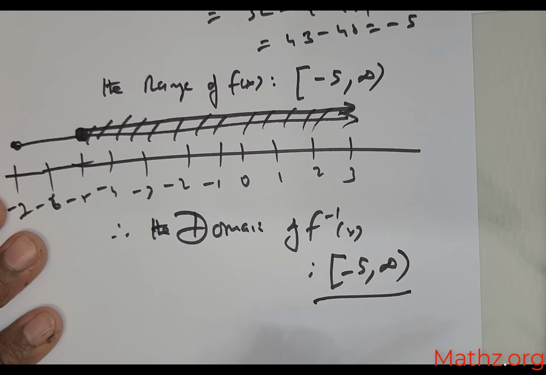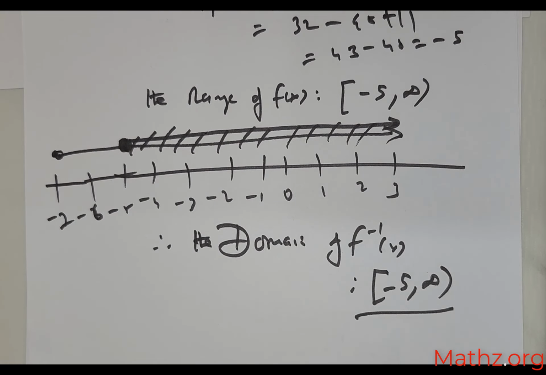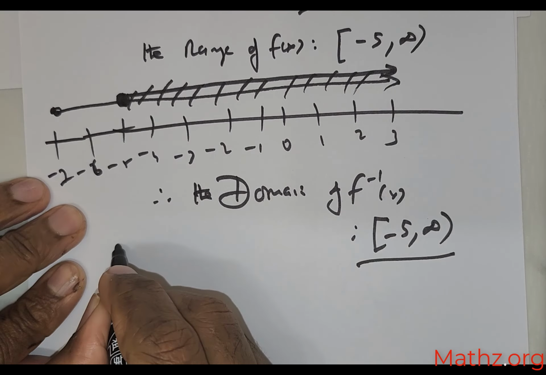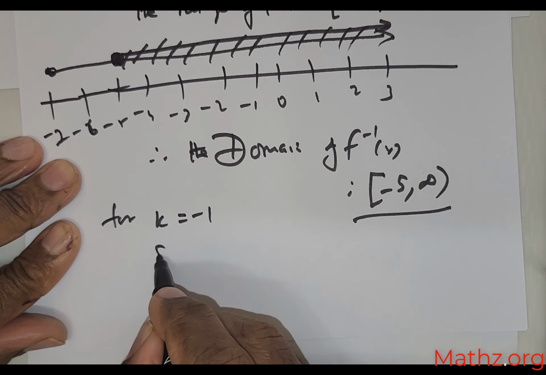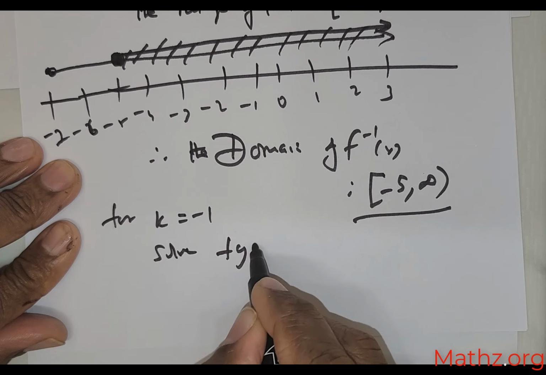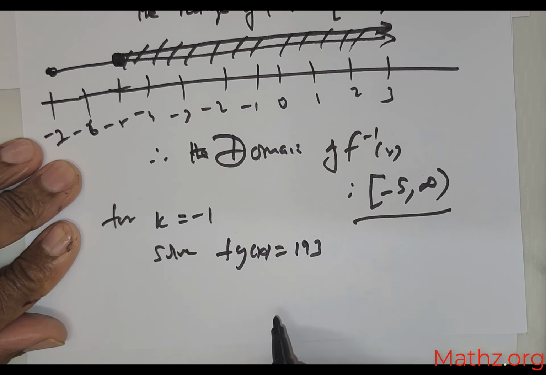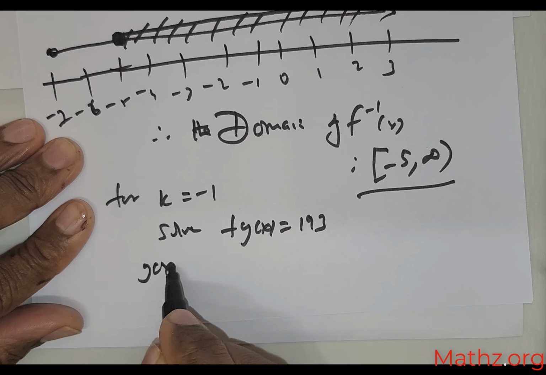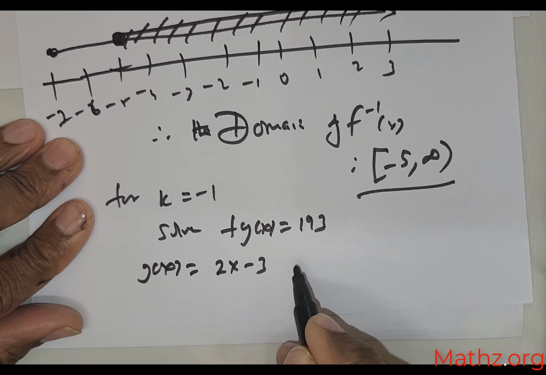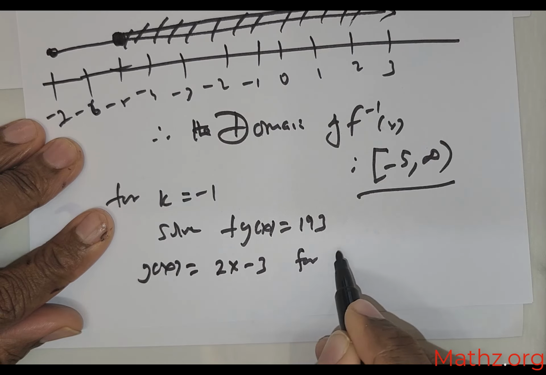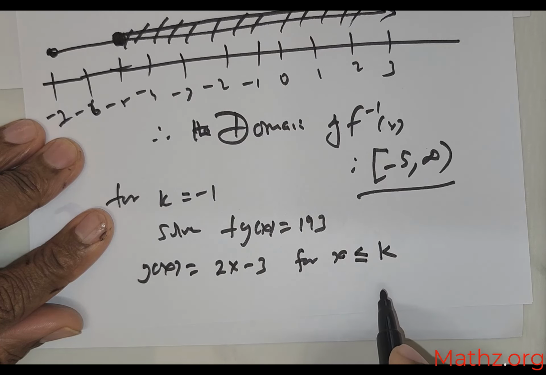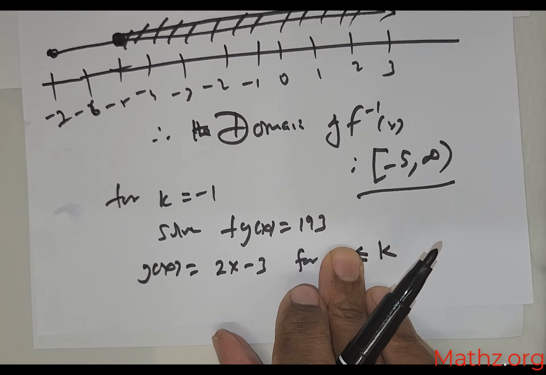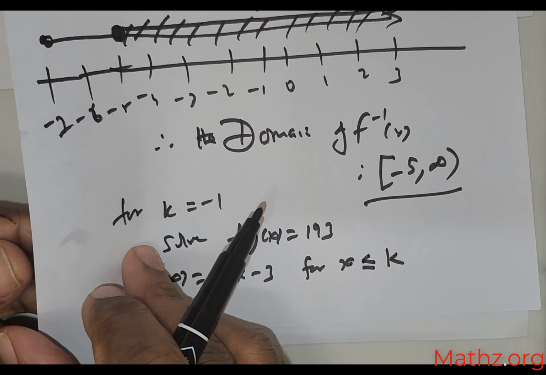Now this is a very important step in this question. Now we have to move to the next part, the last part, which is as follows. For k equal to negative 1, we are asked to solve f g of x is equal to 193. And prior to this, we are given g of x as 2x minus 3 for all x less than or equal to k. So this is actually the boundary condition, or I would say the condition given.